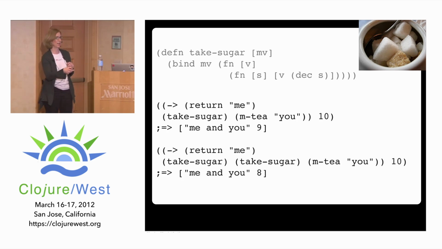So this actually should be kind of on one line here, but we could say return me. So I have t, and then I take a sugar cube, and then you have t. We start off with 10 sugar cubes, and we execute this. We're going to end up with me and you and 9 sugar cubes. Very cool. So let's try this again. We start off with me, take 2 sugar cubes, and then you have t. We start off with 10. Then we're going to end up with me and you 8.